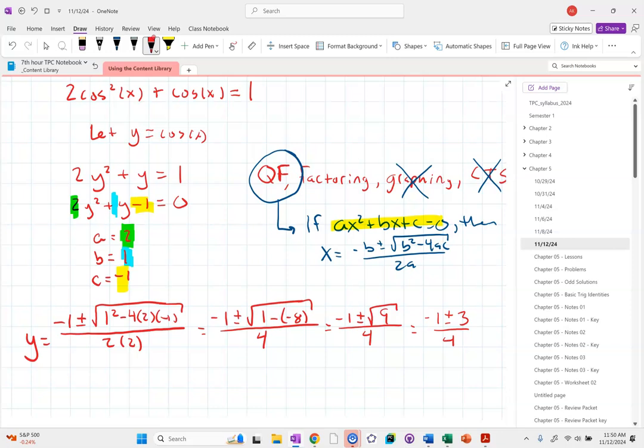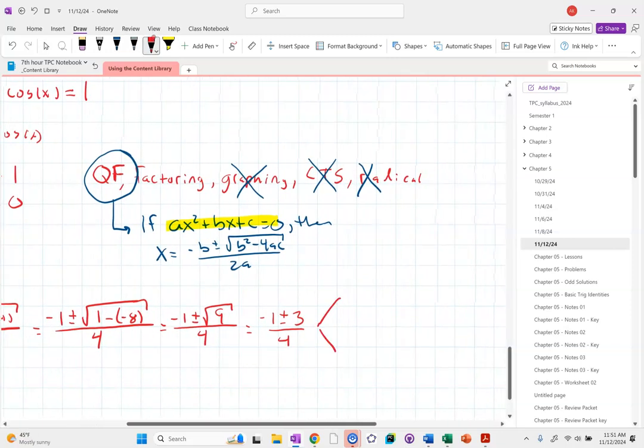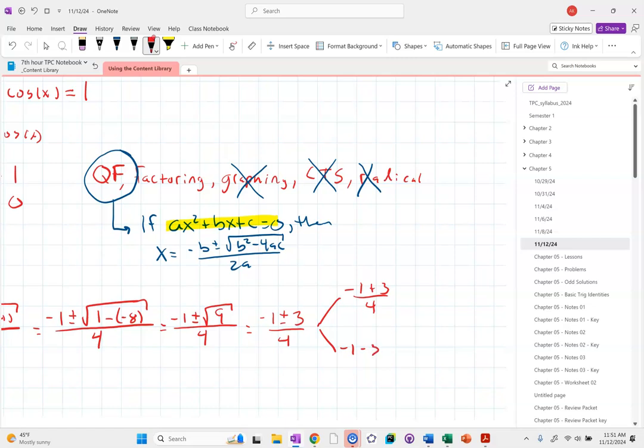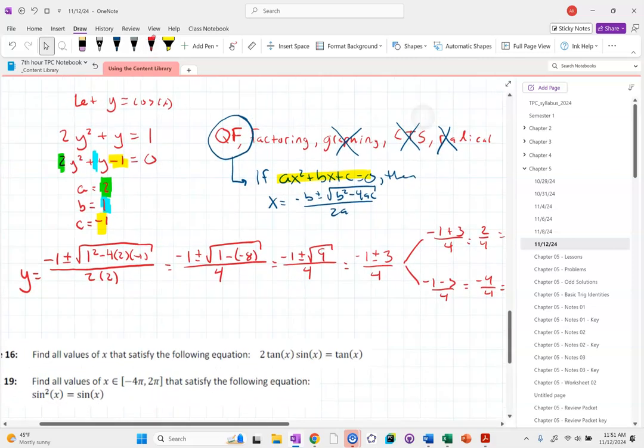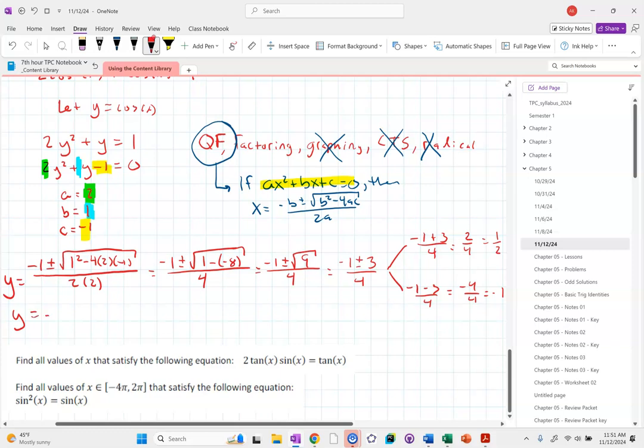Yes. Sure. What's negative 1 plus or minus 3? Is that just plus or minus 2? No, it is not. How do I do that? Yeah, I split it. So I do negative 1 plus 3, and then I do negative 1 minus 3. So my two answers are 1/2 and negative 1. Right? Everybody's good? So what we have then is y equals 1/2 or y equals negative 1.